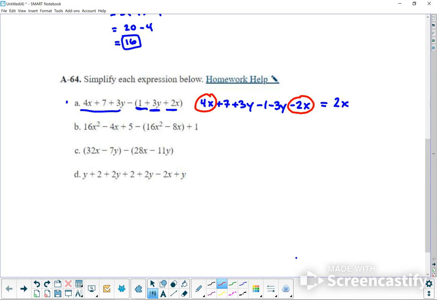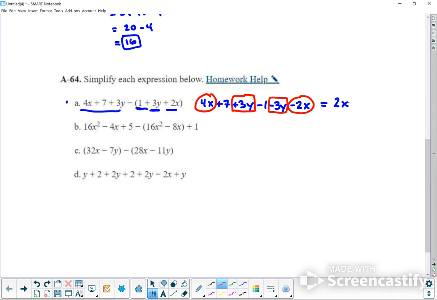Let's talk about y's. Right. So we have a positive 3y. Oh, and look here, we have a negative 3y. Right. So we have a positive 3y and negative 3y. That's actually a zero pair. That actually just becomes 0, and you don't have to write anything down.